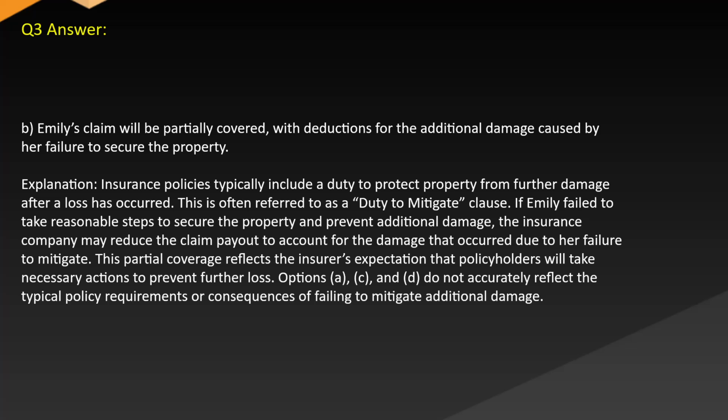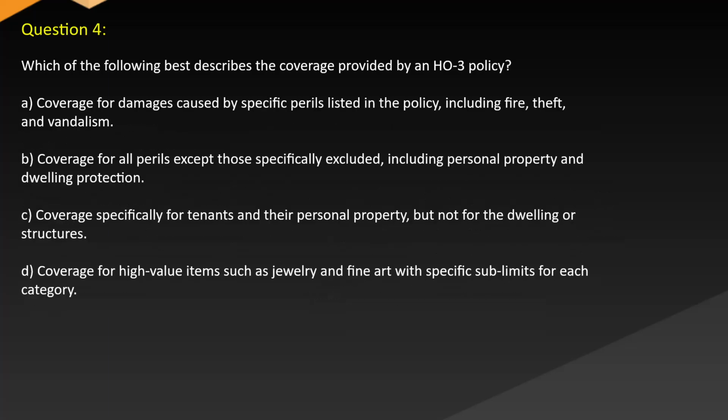Options A, C, and D do not accurately reflect the typical policy requirements or consequences of failing to mitigate additional damage. Question 4. Which of the following best describes the coverage provided by an HO3 policy? A. Coverage for damages caused by specific perils listed in the policy, including fire, theft, and vandalism. B. Coverage for all perils except those specifically excluded, including personal property and dwelling protection. C. Coverage specifically for tenants and their personal property, but not for the dwelling or structures. D. Coverage for high-value items such as jewelry and fine art, with specific sublimits for each category.